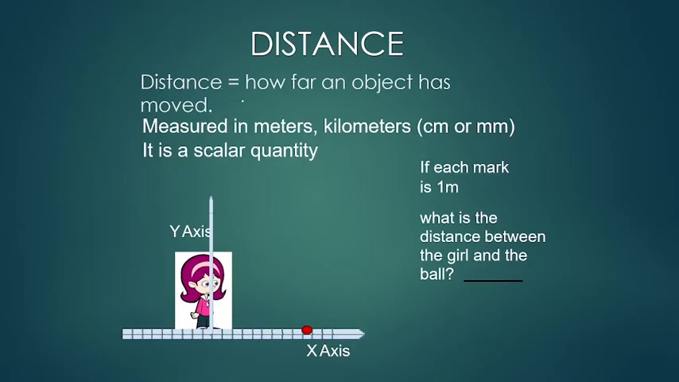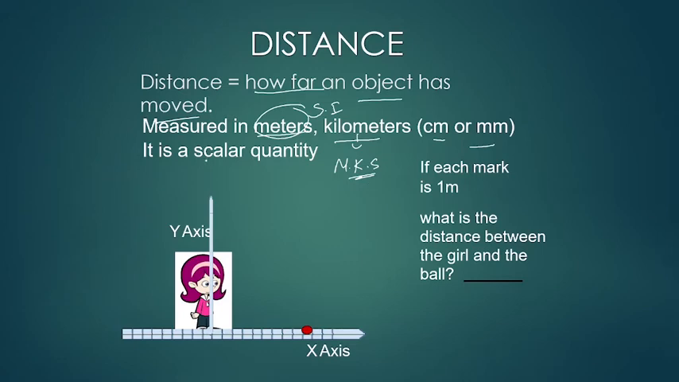Next let us see distance. Now what is distance? Distance is a measure of how far an object has moved, and distance is measured in meters, kilometers, centimeters or millimeters. Meter is the SI unit, and kilometer is an MKS unit of distance.